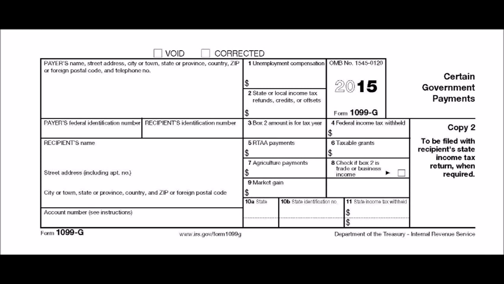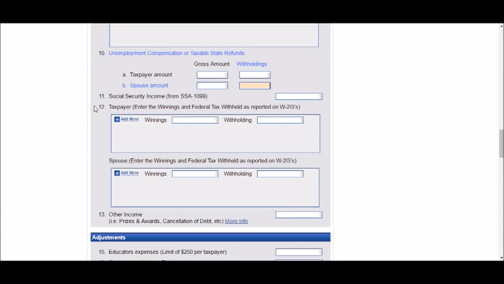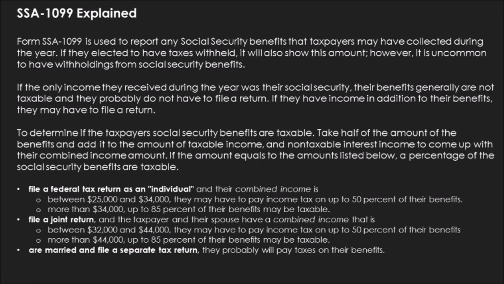In Box 11, enter Social Security income reported on an SSA-1099. The Form SSA-1099 reports any Social Security benefits that the taxpayer collected during the year. If the only income they received during the year is their Social Security, the benefits are not usually taxable, and the taxpayer usually does not have to file a return. But if they have income in addition to their benefits, they may have to file a tax return and pay taxes on a portion of their benefits.